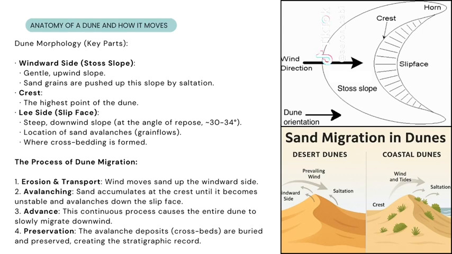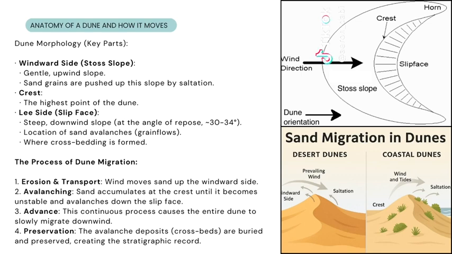We have erosion and transport, where wind moves sand up the windward side. The sand accumulates at the crest until it becomes unstable and avalanches down the steep face. Then we have the advance. This continuous process causes the entire dune to slowly migrate downwind. And lastly, we have preservation. The avalanche deposits, the cross beds, are buried and preserved, creating the stratigraphic record.